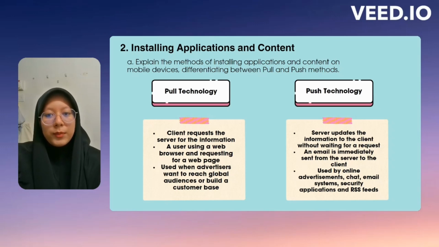The second one for pull technology is a user using a web browser and requesting for a web page. For push technology, an email is immediately sent from the server to the client. And the last for the pull technology is pull technology used when advertisers want to reach global audience or build a customer base. And for push technology, it used by online advertisement, chat, email system, security application, and RSS feeds.